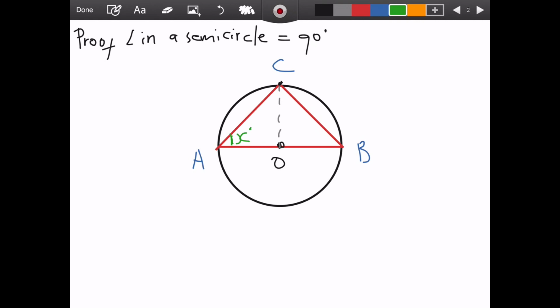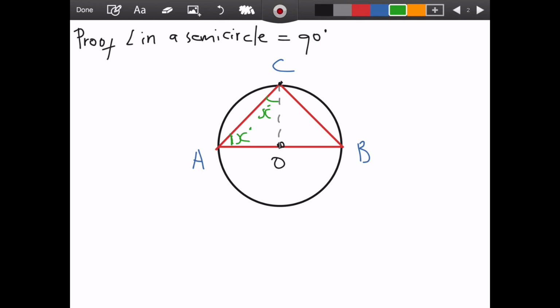So if OAC is X degrees, OCA is also X degrees, right? This is an isosceles triangle, because the length of the radius is the same, and thus the angles at OCA and OAC are the same.